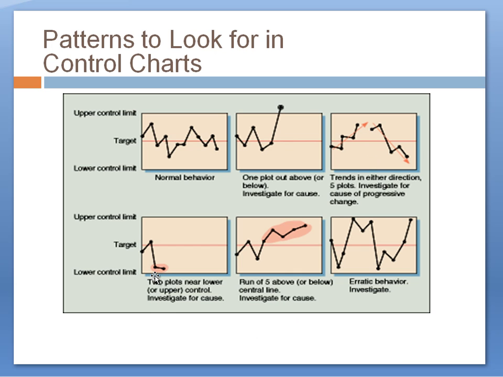Also, if you have two subgroups, two points that are near the lower or the upper control limit, this is also an indication that you have to investigate for special causes of variation. Having five above or below the center line is also an indication that you have to investigate for special causes of variation, or if you have erratic behavior.